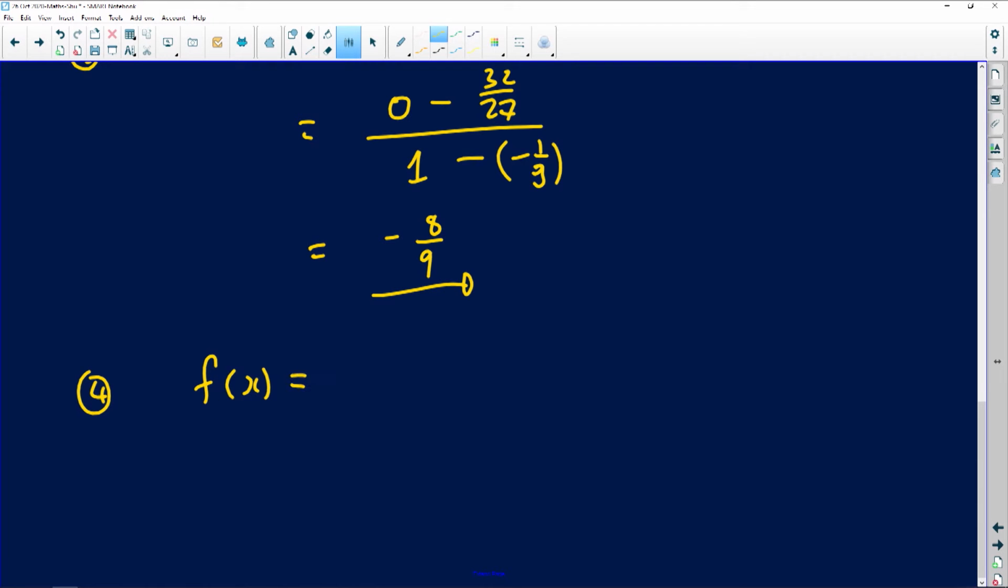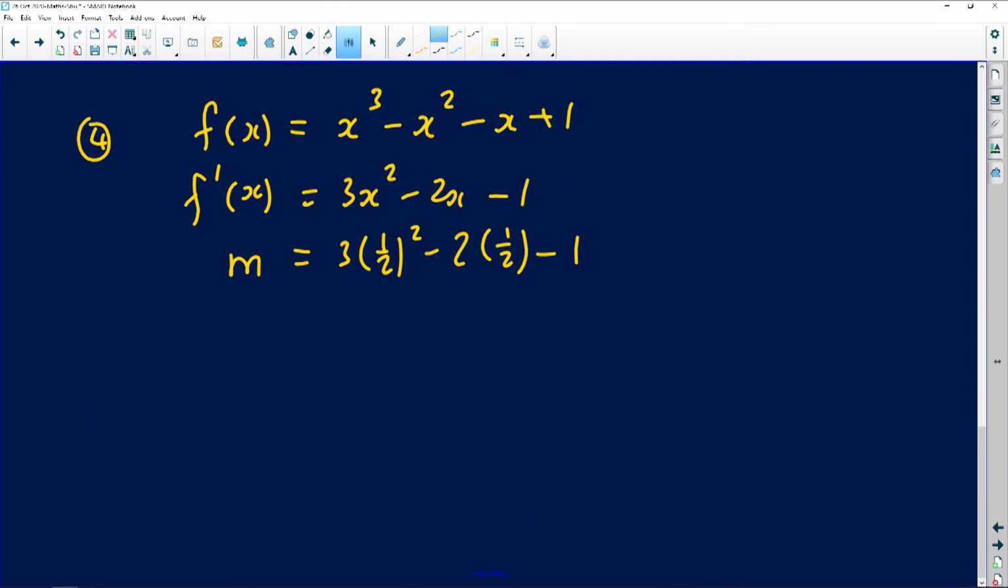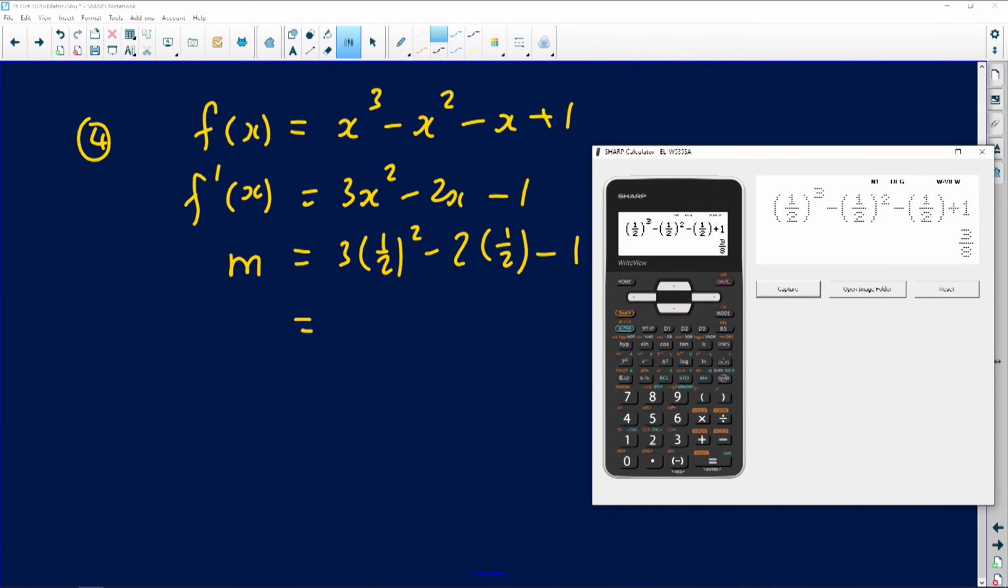So f of x was given to us as exactly x cubed minus x squared minus x, and we're going to add 1. We are looking for the gradient function. This is the gradient, the derivative. It says 3x squared minus 2x minus 1, okay? So we are looking at the gradient. We want the gradient when x is half. That's where your gradient always comes from, and it doesn't change. Always the case. So now I'm going to find what this is equal to. Then I'll be sitting with my beautiful gradient, which I can then use to find what the equation is going to eventually be.